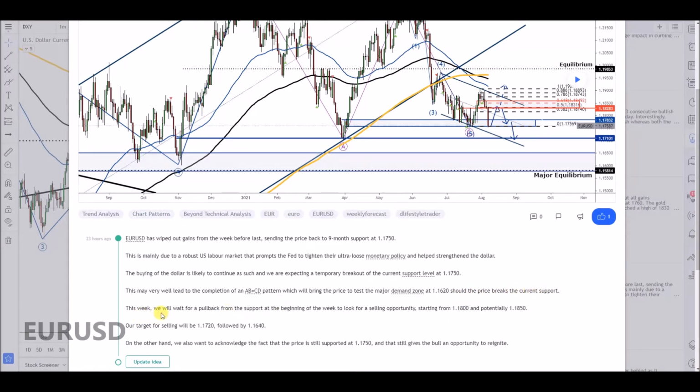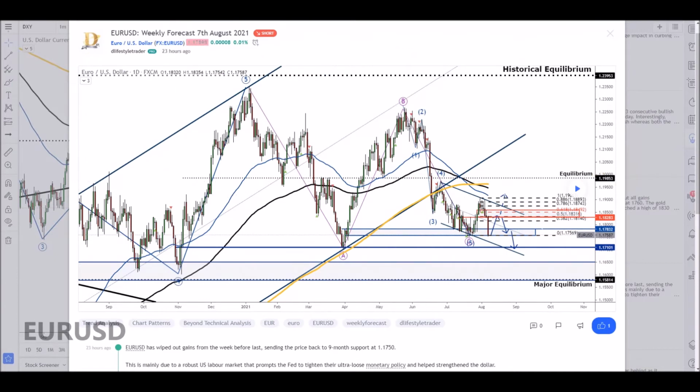So this week we will wait for a pullback from the support at the beginning of the week to look for a selling opportunity starting from 1.1800 and potentially 1.1850. Now our targets for selling will be at 1.1720 followed by 1.1640. But on the other hand, we also want to acknowledge that the price is still supported at 1.1750, and that still gives the bulls an opportunity to reignite.